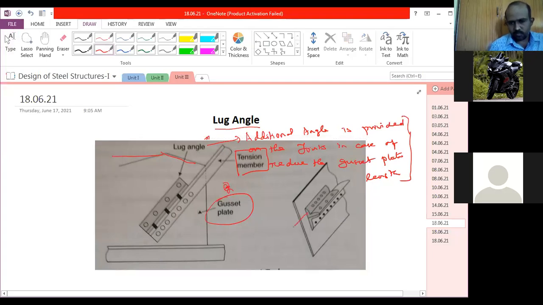Here also a better example is the isometric view. It shows what is the meaning of lug angle. In order to accommodate many bolts on the joints, suppose you have designed it and 10 bolts are needed. Ten bolts cannot be accommodated within the pitch distance and gusset plate limitations. At that time, you have to provide an additional angle in order to accommodate the additional bolts. That is a simple definition of lug angle.